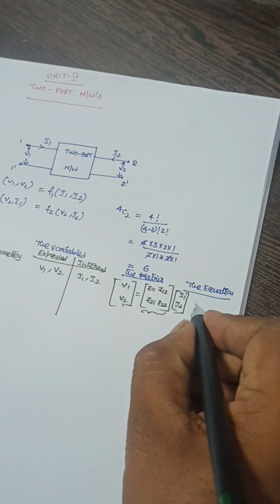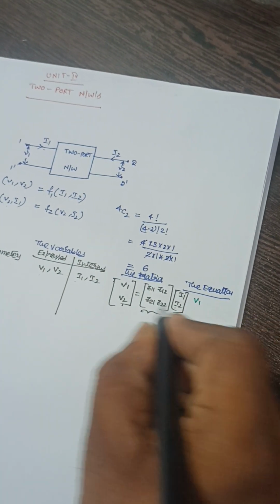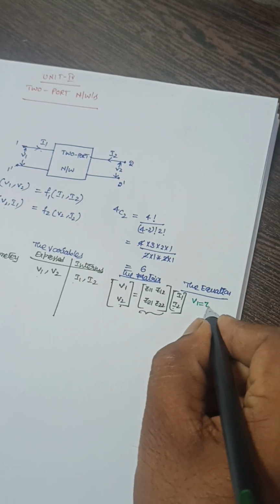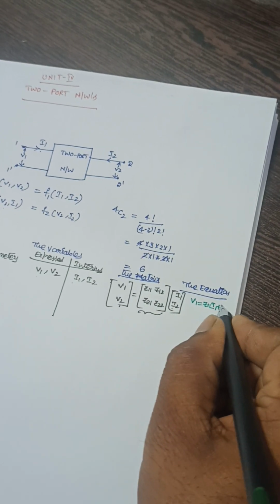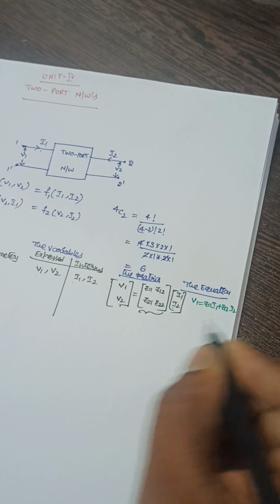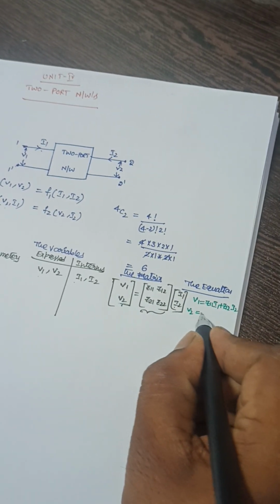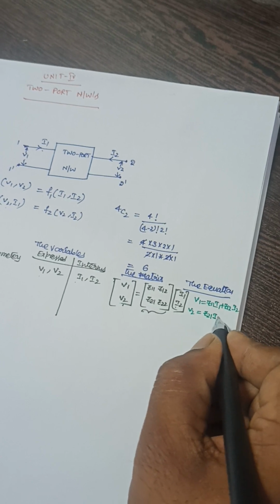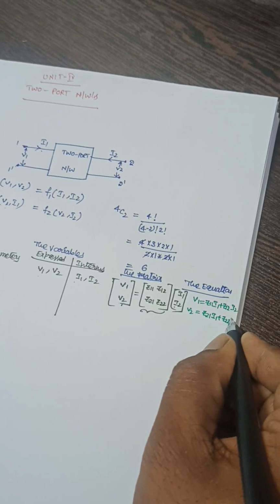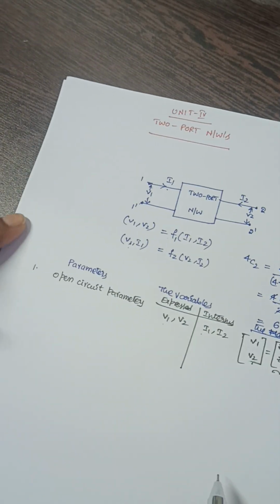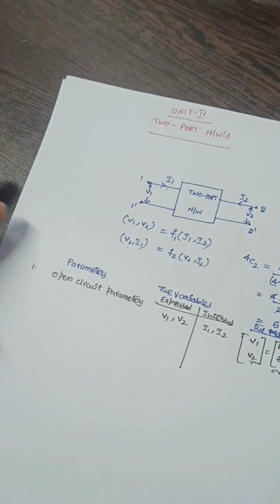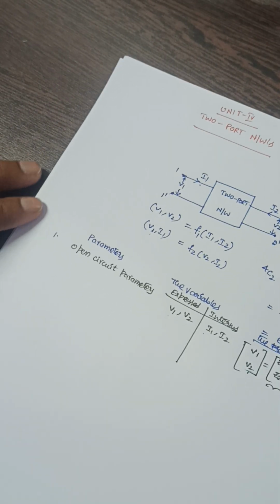So V1 is equal to Z11 I1 plus Z12 I2. And V2 is equal to Z21 I1 plus Z22 I2. So similarly, other parameters will also be there here.